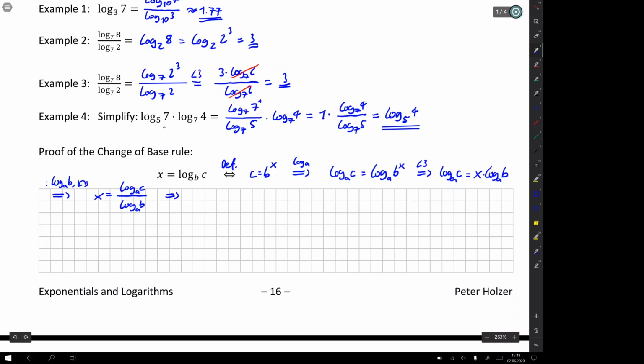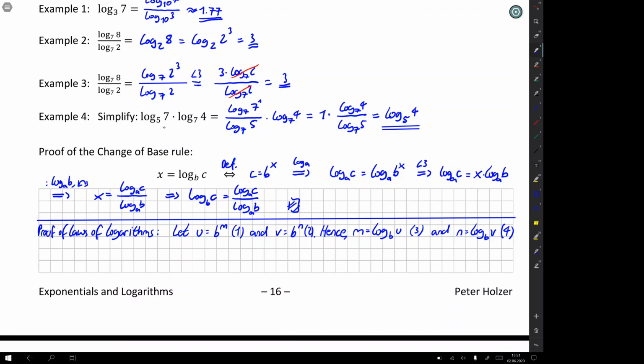Well, and we said just x is logarithm of c in base b, that was the origin. So logarithm of c in base b is logarithm of c in some base a divided by logarithm of b in some base a, what we wanted to prove. Let us now prove the laws of logarithm.